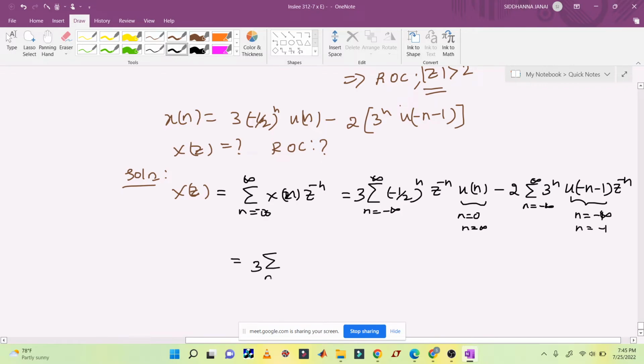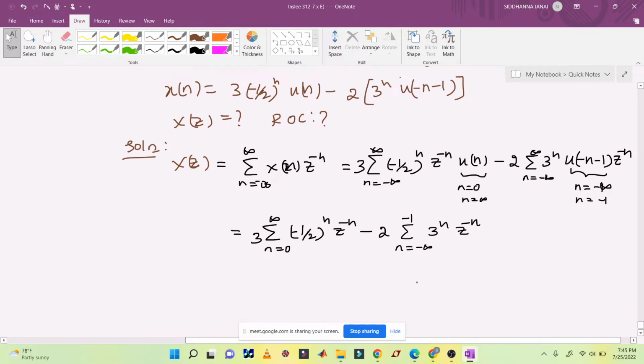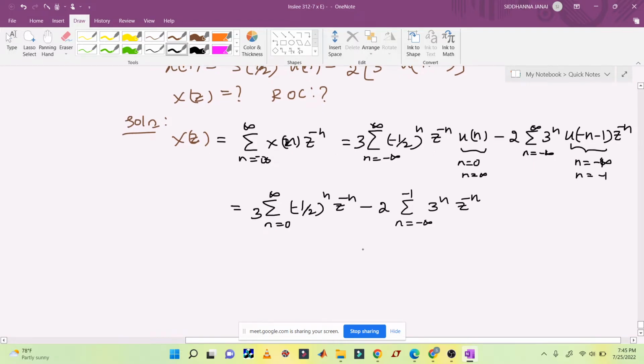3 into summation n equal to 0 to infinity of (minus 1 by 2)^n z to the power minus n, minus 2 into summation n equal to minus infinity to minus 1 of 3^n z to the power minus n. Okay, so this is the standard way of representing, right? So let us consider only this part.